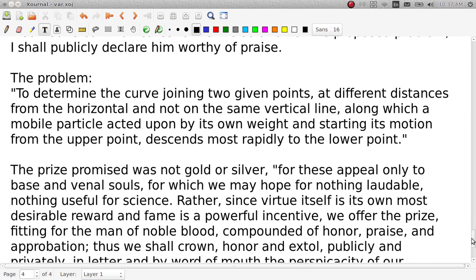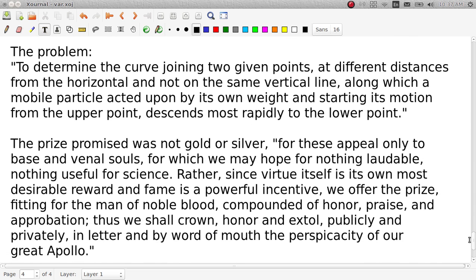And the problem was, the problem that we just solved, to determine the curve joining two given points at different distances from the horizontal and not on the same vertical line, along which a mobile particle acted upon by its own weight, so that's only a gravity force, and starting its motion from the upper point, descends most rapidly to the lower point.